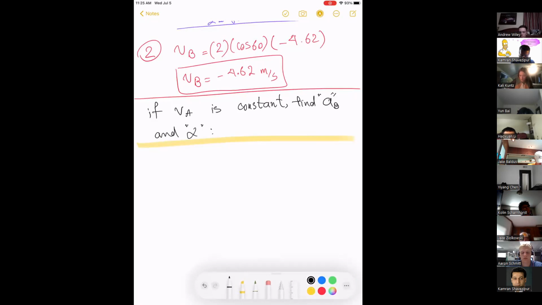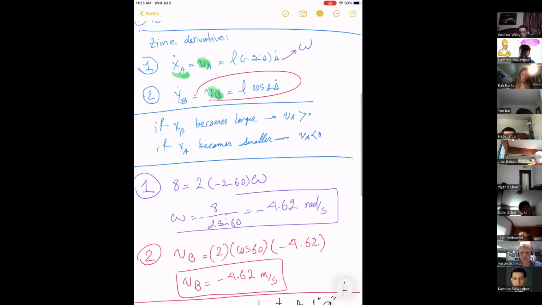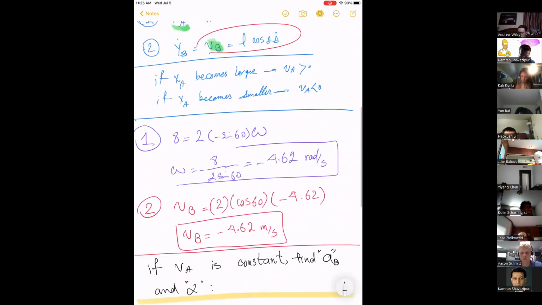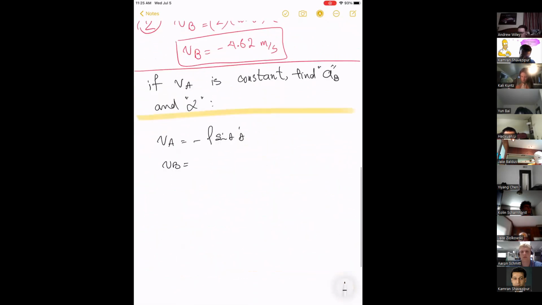But we're going to go back to the velocity terms. VA was, what was it? Minus L sine theta, theta dot, and VB was L cosine theta, theta dot. These are the same as, you had like S dot equals dF d theta, theta dot. This is the same thing.